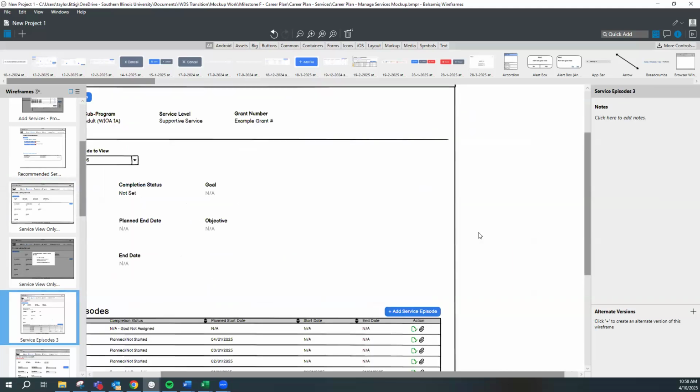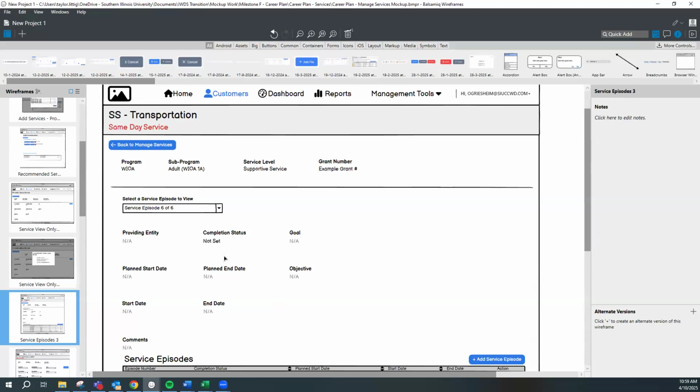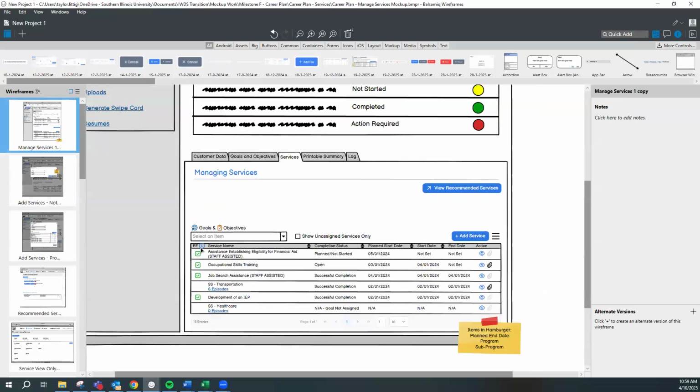Ooh, this is small. That is for the same day services that have service episodes. This is what we reviewed with some of you all several weeks ago. So if you do have a service that has service episodes, one, you're going to know right up front on the home page, because there's going to be a little link here that tells you episodes. So this is a brand new service that hasn't been started, so there's no episodes associated with it. But you know, right here, SS Transportation, this person has 6 service episodes for transportation.